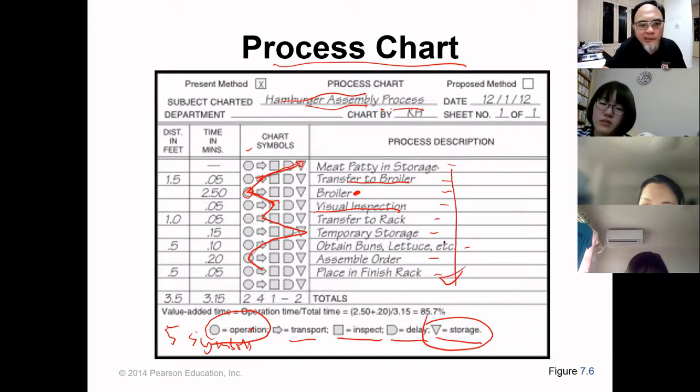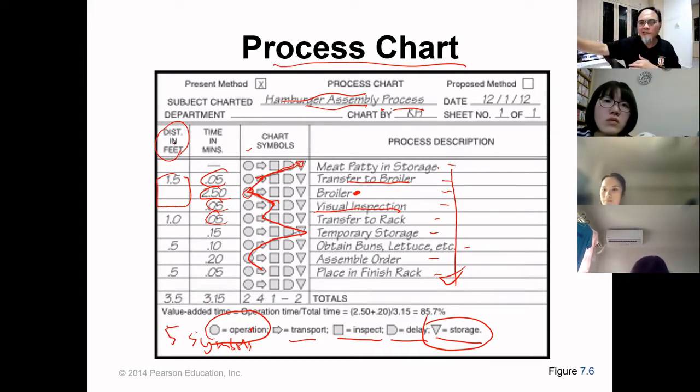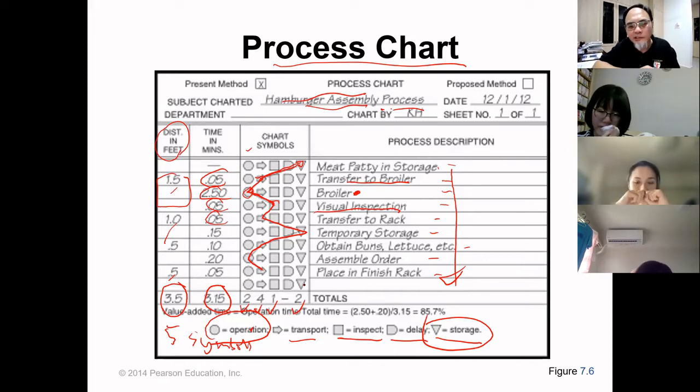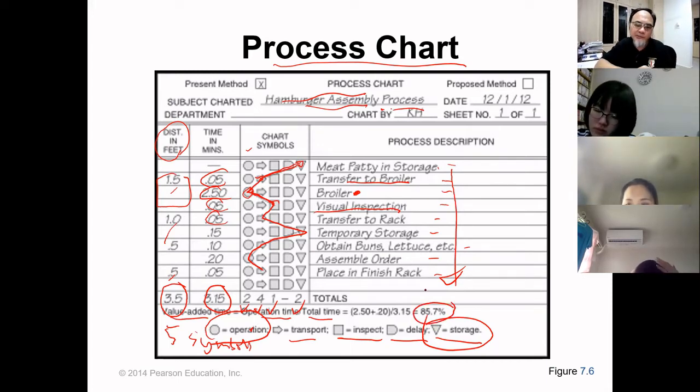And during the steps, you can collect the time, and also the distance travel. If this is a big place, but if you're only in one station, there is no distance travel. But still you need to take the bun, there is some places you have to walk. So you note down. And you can see the total here. Total time is 3.15 minutes. There is a total of 2 operations, 4 movements, transport, 1 inspection, and 2 storage. The value added time is the operation time divided by the total time, which is 85.7%.